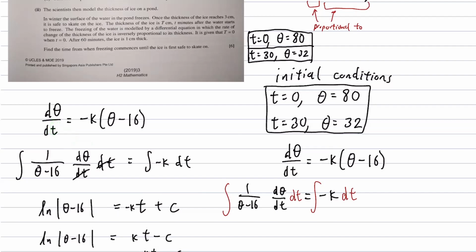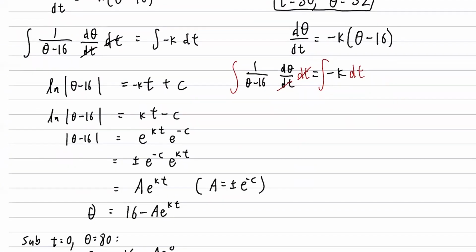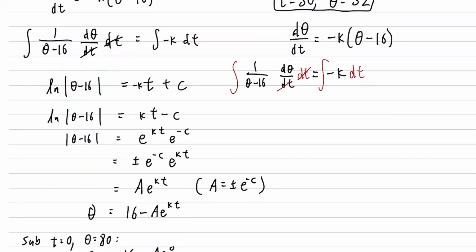Now you realize the t cancels off. You're left with integrating 1 over theta minus 16 d theta, and then integrating negative k dt. Continuing on, I think you know how to do this already. So ln modulus, negative k, just bring in an extra t, plus c. Take note, it's not x, okay? This is t, not x. I have to keep on emphasizing this. It is not x, and it is also not theta. Follow the letter. Follow the independent variable.